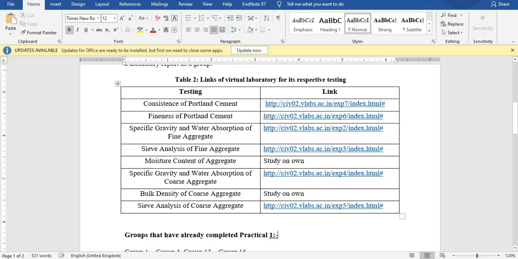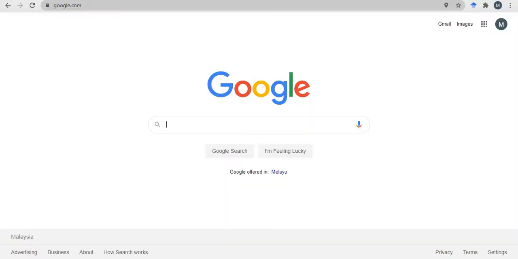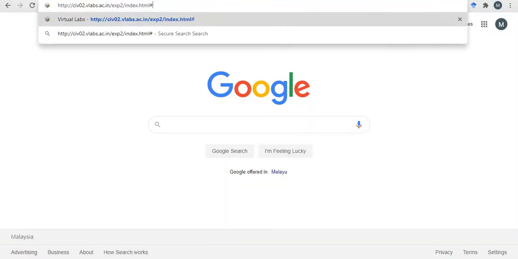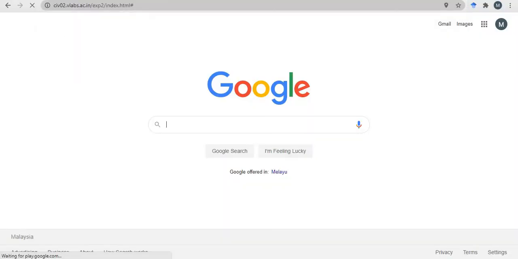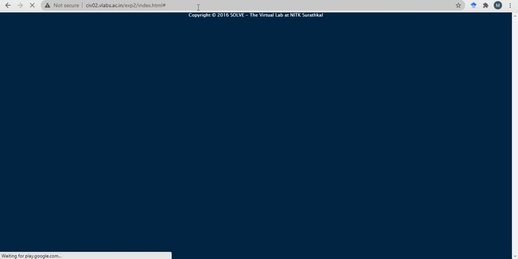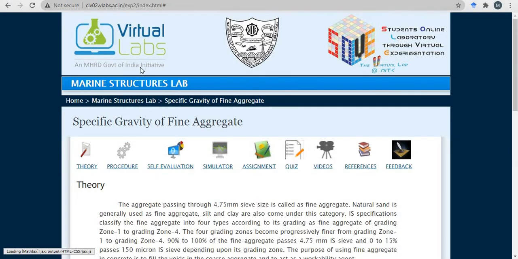You can get this file from Spectrum. As usual, all you have to do is click on the link or copy paste it. So for now I'm just going to copy paste the link. Okay, it has redirected to the virtual lab page. Make sure you have clicked on the correct link. You should be able to see this specific gravity of fine aggregate.